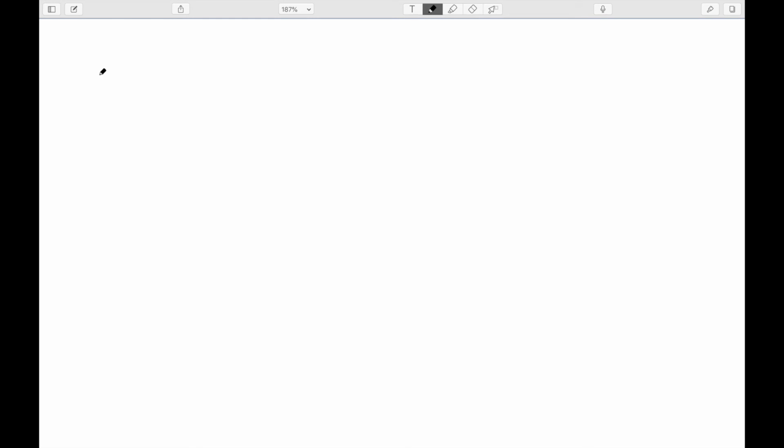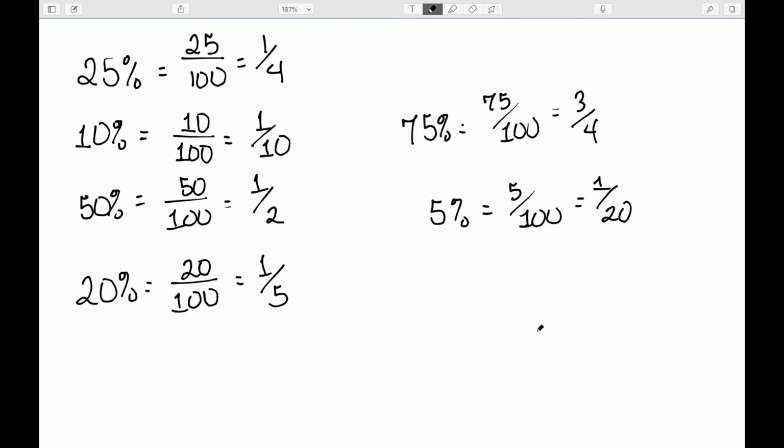There are some percentages that we encounter so frequently that it might be helpful to already know the reduced fraction form. The most common percents: 25% is 1/4, 10% is 1/10, 50% is 1/2, 20% is 1/5, 75% is 3/4, and 5% is 1/20. And if you're familiar with these fraction representations of percentages, we can easily extend them to nearby percentages and fractions as follows.